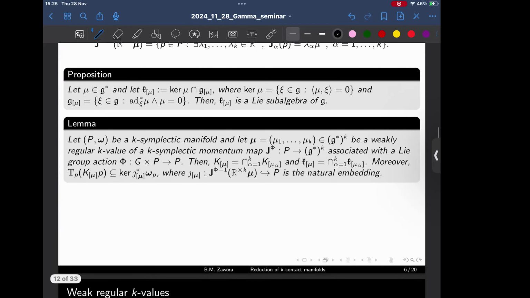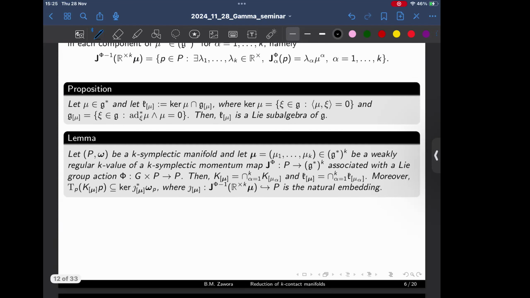So let P omega be a K-symplectic manifold. Let bold mu be an element of G star K, which is K copies of G star, a weakly regular K value. I will say in a moment what a weakly regular K value of a K-symplectic momentum map is, but for now you only need that this condition ensures that J phi to the minus 1 of R cross K mu is a submanifold of P.